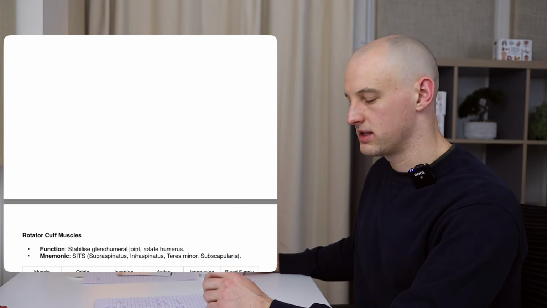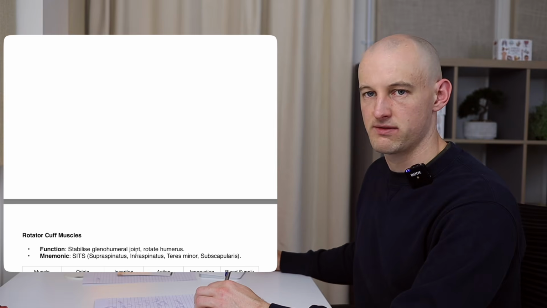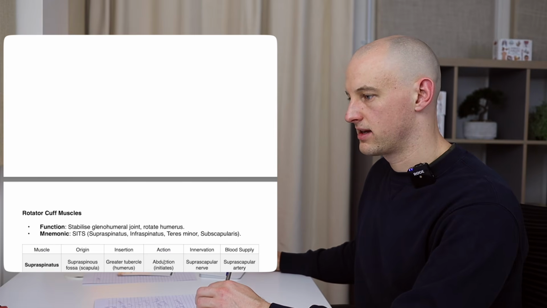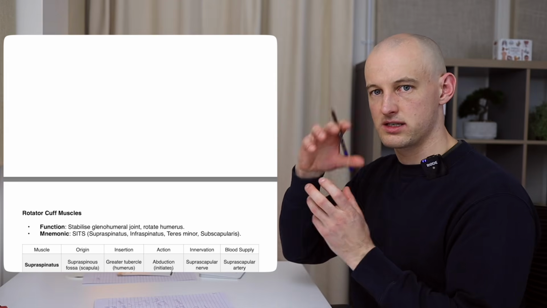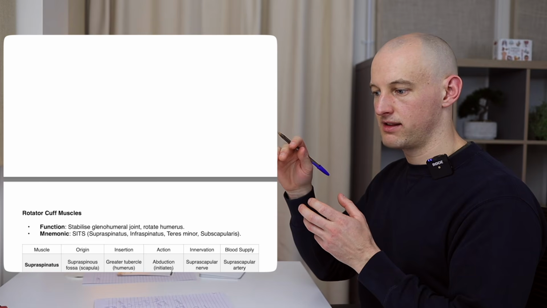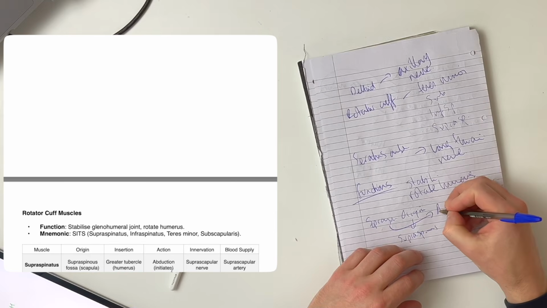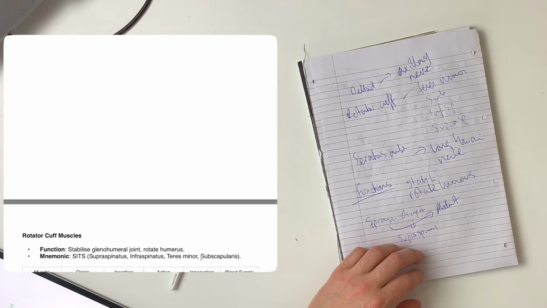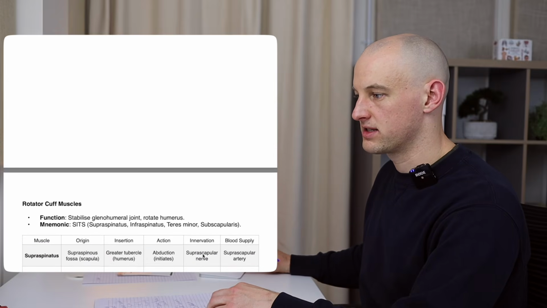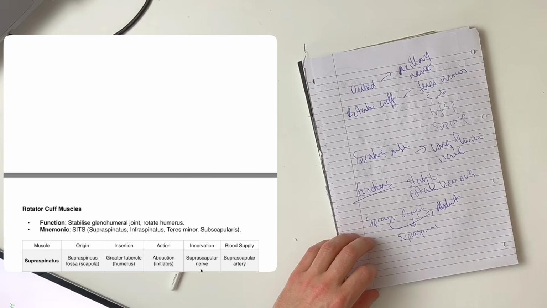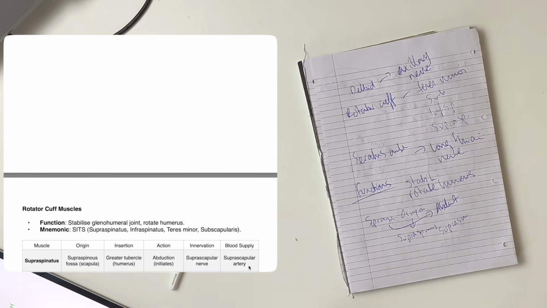Okay, what's the action of the supraspinatus? Is it internal rotation or external rotation of the humerus? Let's have a look. It's actually abduction. Okay, supraspinatus at the top, above the spine of the scapula, works to abduct the shoulder. What's the innervation of the supraspinatus? Is it the axillary nerve as well? No, it's the suprascapular nerve. Okay, and then the suprascapular artery.